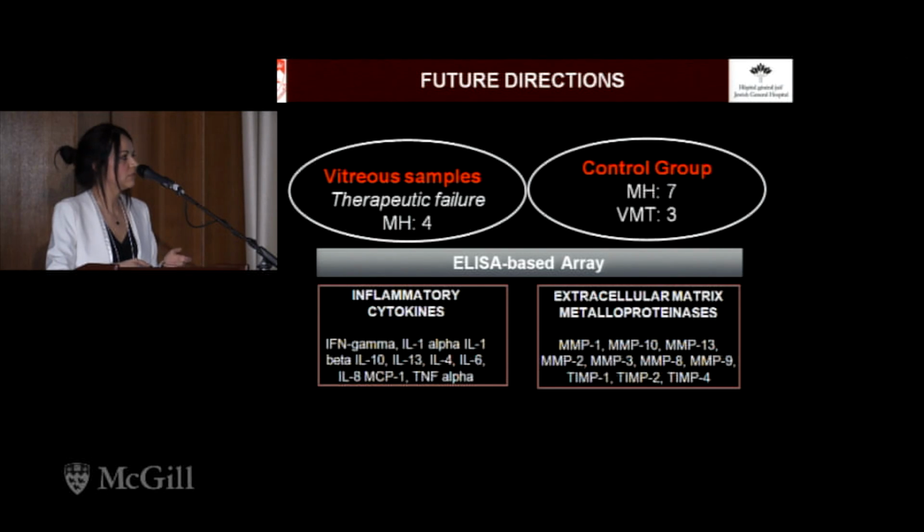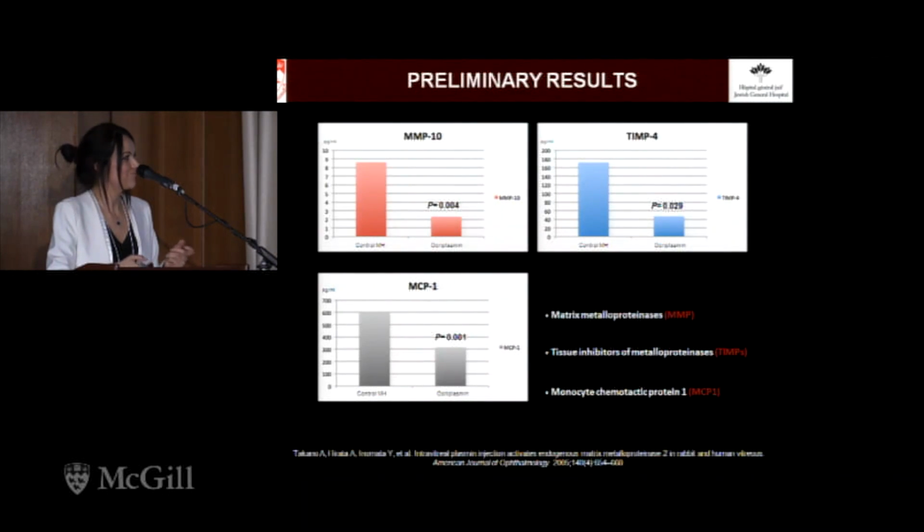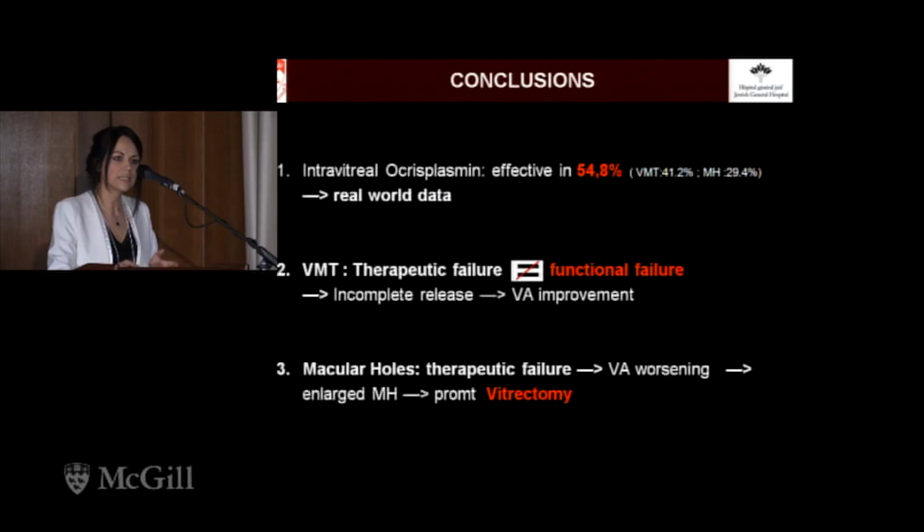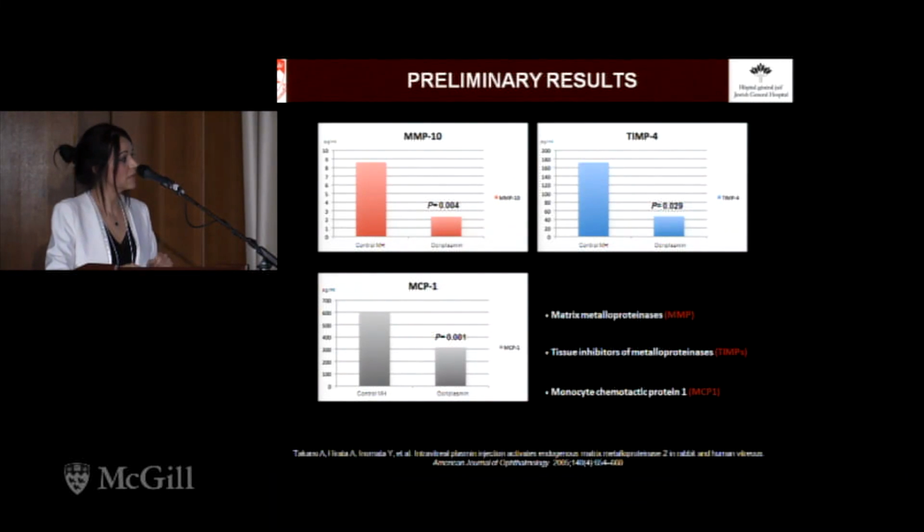So we look at different inflammatory cytokines and metalloproteinases, and that's only preliminary results, and we can see that we can find differences between the patients that failed ocriplasmin and our control group. It's interesting to look at these matrix proteinases. They can play a role in all this cascade and this process of the posterior vitreous detachment, and we can see that there are differences between these groups.